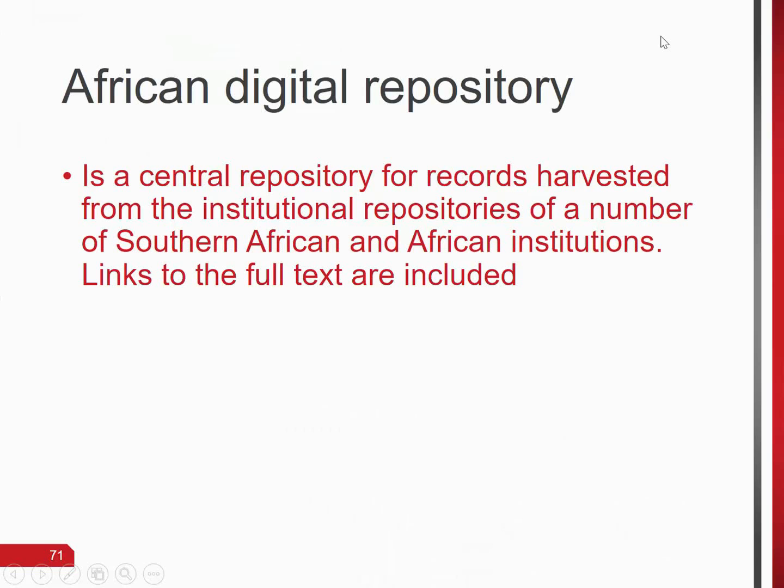Now the African Digital Repository, this is now another place where you can look, is a central repository for records harvested from the institutional repositories of a number of Southern African universities. And then the links to the full text are included. So this is universities that have given 1Sabinet the permission to harvest their repositories. They have to give us permission, so some of them won't be there.